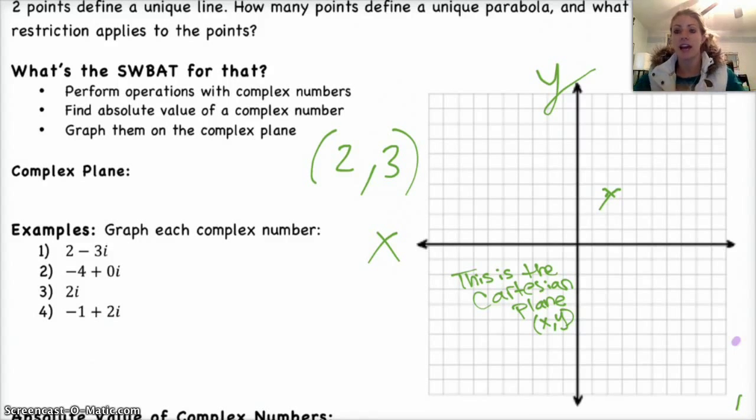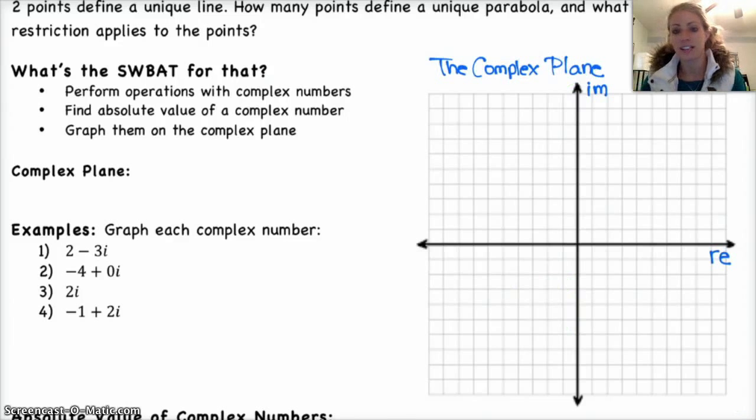And instead of having an x-axis and a y-axis, you have a real axis for the real part of the number and the imaginary axis for the imaginary part of the number. I just write IM for short for the imaginary axis and RE for short for the real axis. Okay? So when you are graphing a complex number, you don't get two coordinates. You only get a single number. You graph a single number.